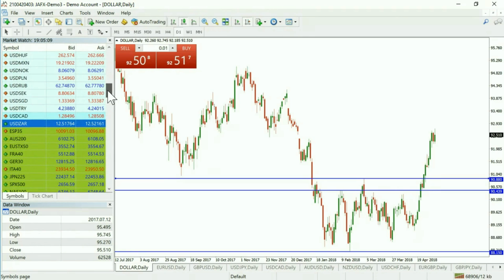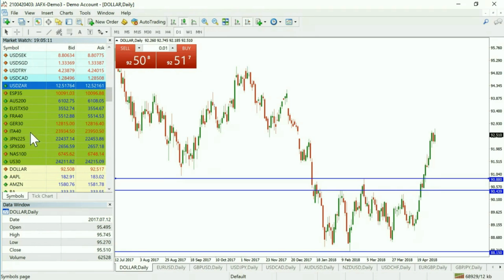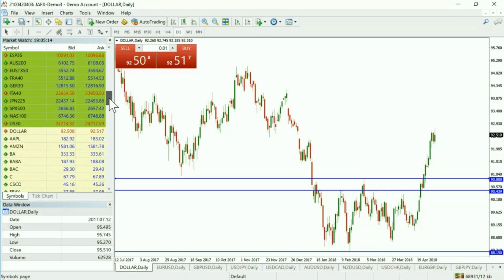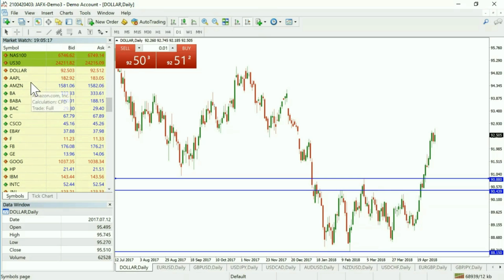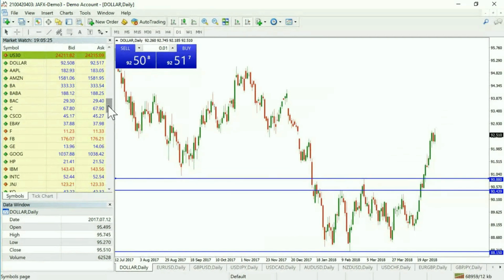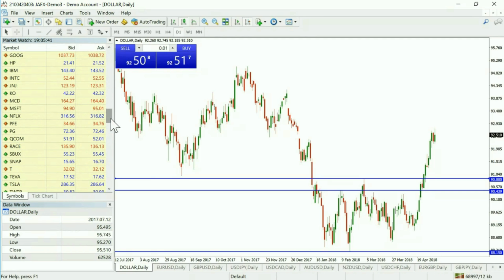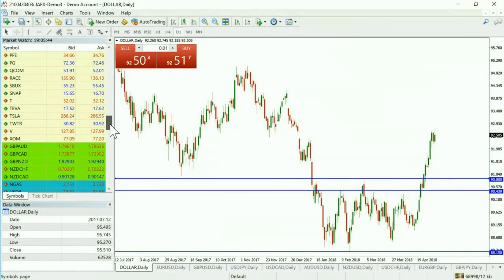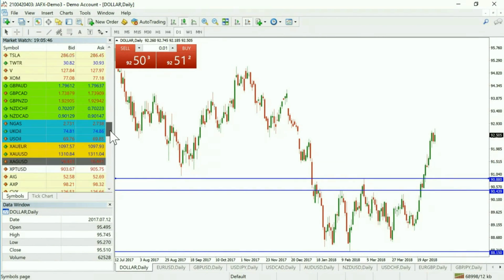hand side. And if we slide the way through, we also have global indices in this kind of darker red, and then we start moving in to things like the dollar index, and we have a series of individual markets, company shares and equities. So things like Apple, Amazon, Cisco, eBay, Google, IBM. So all of these major, these are obviously US, Microsoft, Netflix. So you have a whole variety of different asset classes all available to you, more currencies.